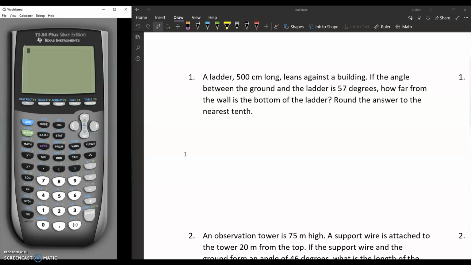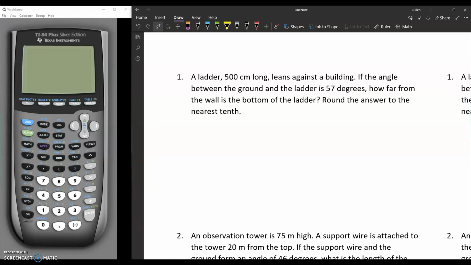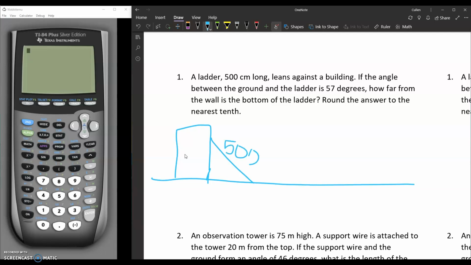So we've got a ladder that's 500 centimeters long, and it's going to lean against a building, and the angle between the ground and the ladder is 57 degrees, and it wants to know how far from the wall is the bottom of the ladder. Okay, so let me draw a picture real quick. So we've got a building, here's my building, and then we've got the ground. Okay, there we go. And we've got this ladder that's leaning against it. The ladder is 500 centimeters long. So the ladder is this slanted side, because that's what's leaning up against this building.